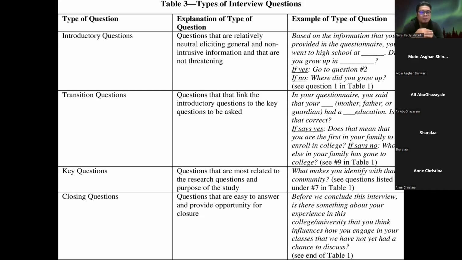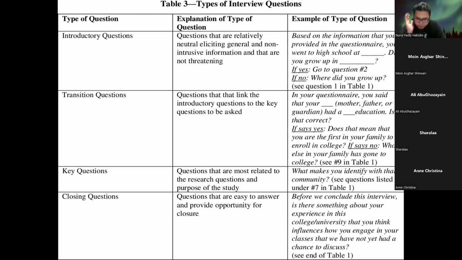So the last one is a closing question, a question that is easy to answer, the same as the introduction section, very neutral, very easy to answer. Before we conclude this interview, is there something about your experience in this college that you think influences how you engage in your class that we have not yet had the chance to discuss? So what other matters do you want to highlight or add that are not from our questions and not from our discussion, but you need to add, at least so we know how important this specific interview topic is in your life, for example.